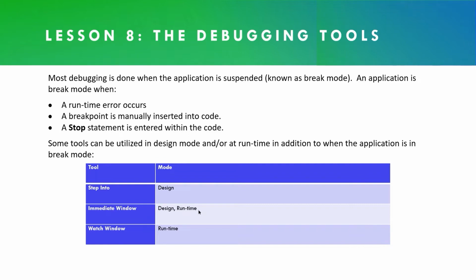Most debugging is done when the application is suspended, which is known as break mode. An application is in break mode when a runtime error occurs, a breakpoint is manually inserted into the code, or a stop statement is entered within the code. Some of the debugging tools can be utilized in design mode and or at runtime, in addition to when the application is in break mode. And that would be the step into, immediate window and watch window tools.